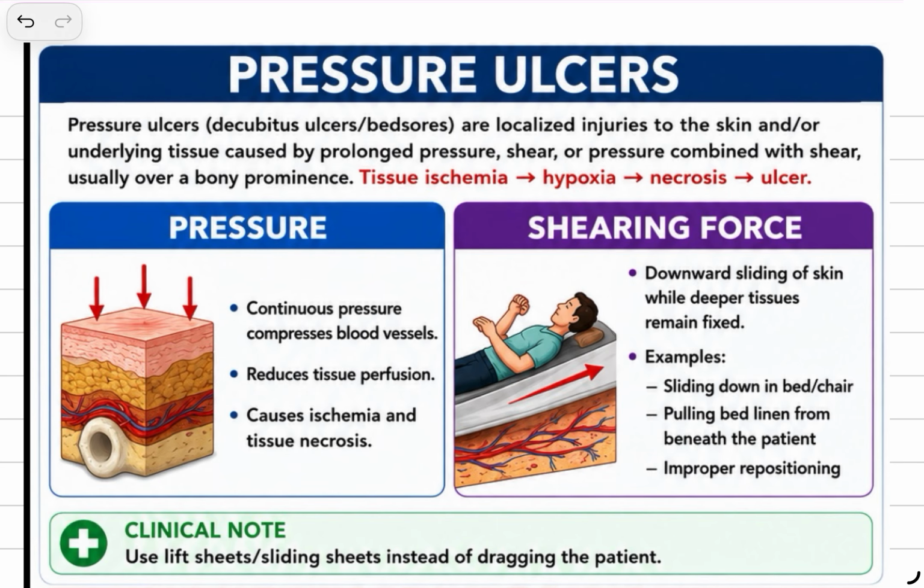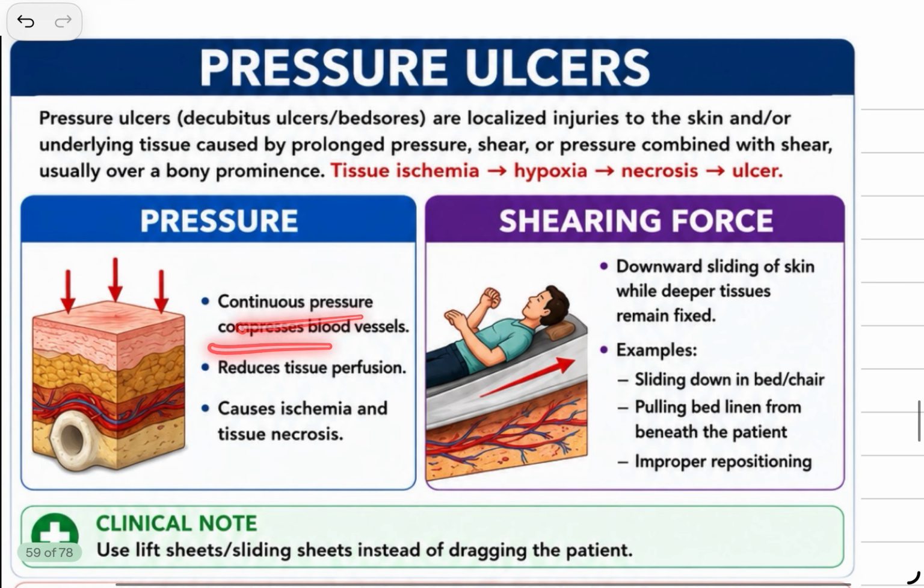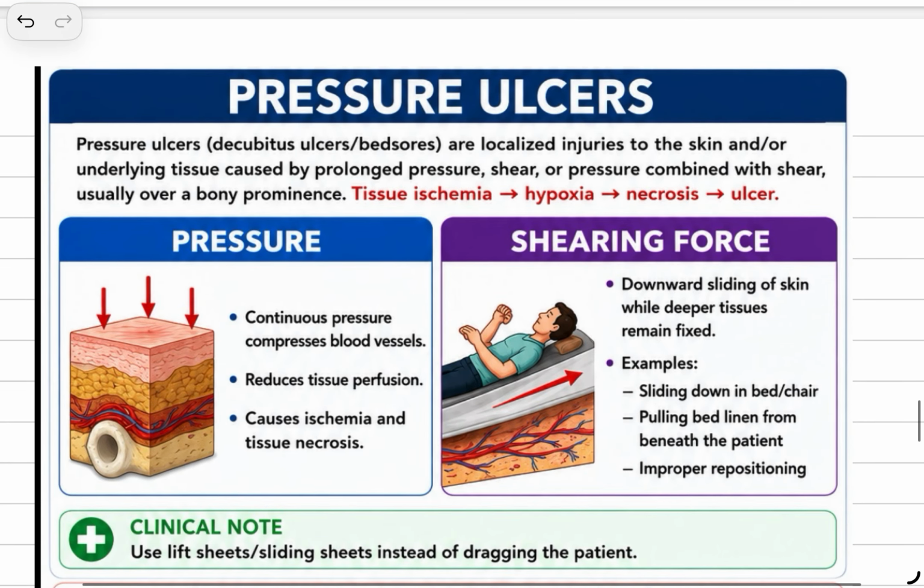Okay. Yes. So, there is continuous pressure on any part of the skin or underlying tissues. So, that will cause what? Reduced tissue perfusion. Tissue perfusion means there is no blood supply there, or else there is no exchange of fluid from intracellular to intravascular. Clear? Yes. And what is the shearing force?